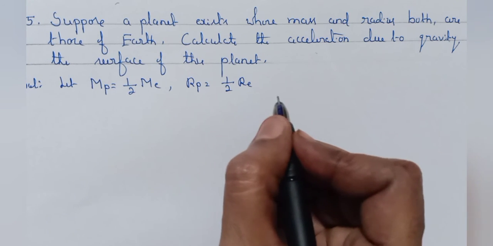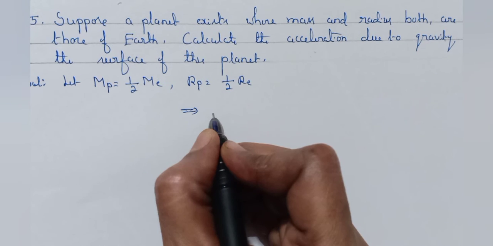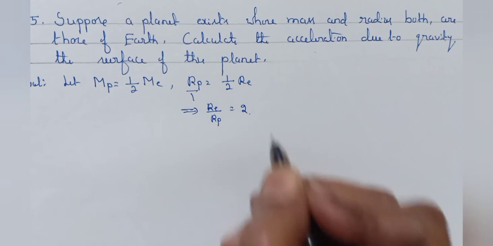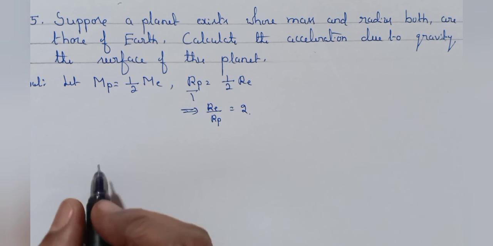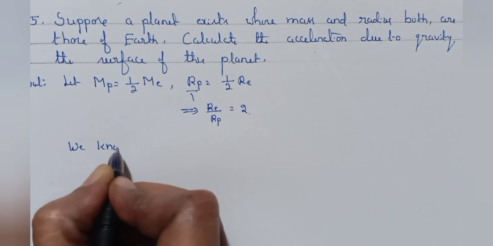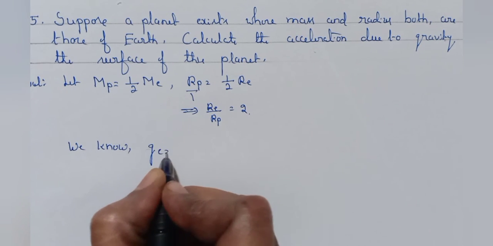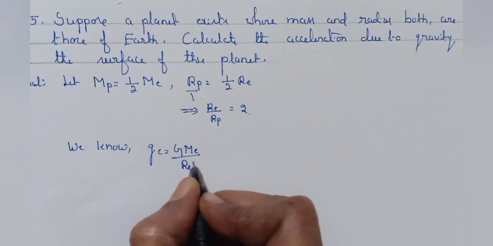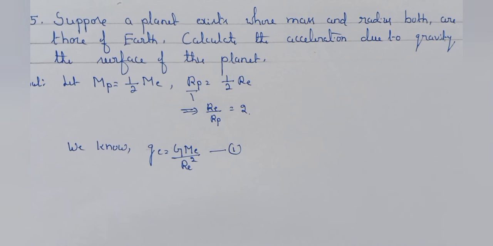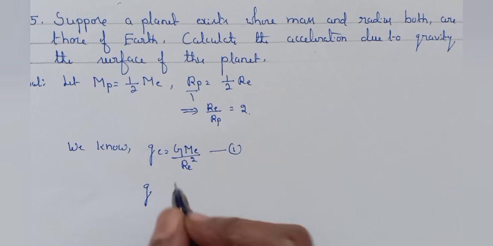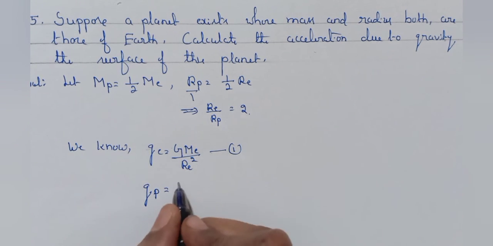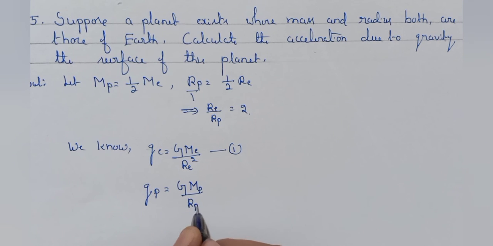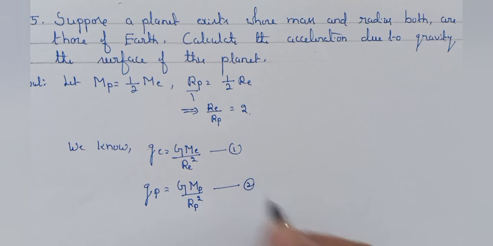So if RP is equal to half of RE, then we can write RE by RP is equal to 2. Next, we know acceleration due to gravity on the earth, GE, is equal to capital G into mass of the earth by radius of the earth square. Consider this as equation 1. And acceleration due to gravity on the planet is given by GP is equal to capital G into mass of the planet by radius of the planet, RP square. Consider this as equation 2.